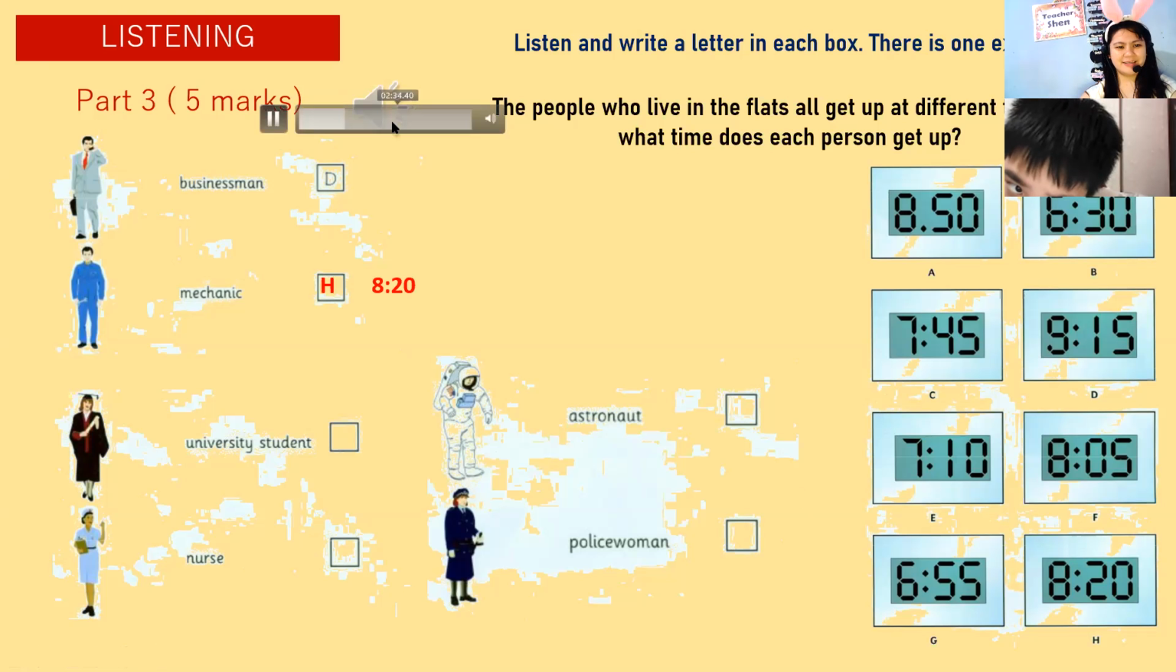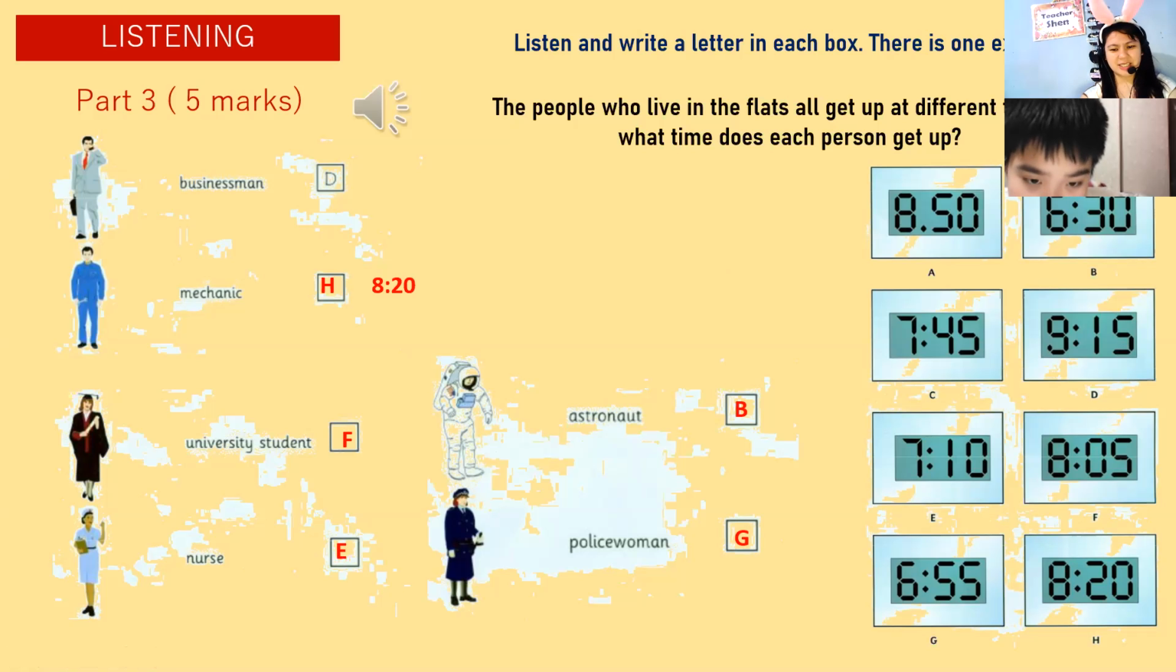There's another person who gets up earlier than me. Okay, she's a nurse, so she has to check your answers if you are correct. Mechanic, letter H, 8:20. Yes, university is F, 8:05. Okay, the nurse is 7:10.